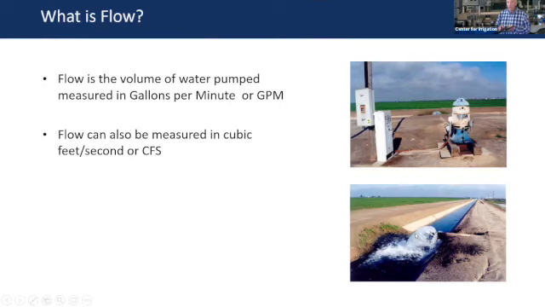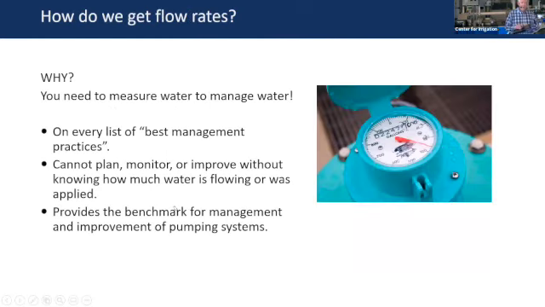Out of that pump. Could also be cubic feet per second. That's just a conversion. We're going to use GPM, or gallons per minute, today, that's coming out of the discharge in this case. And that would be measured by a flow meter. And you can't see it very well, but there is a flow meter on this pump right here. And so that's very important to have. And we have our own flow meter that we'll be utilizing. So how do we get flow rates?